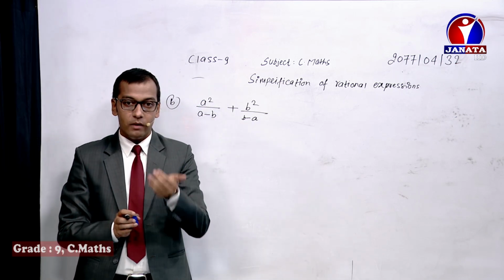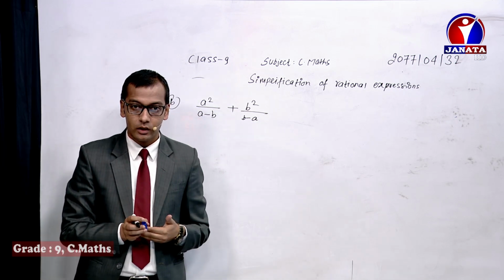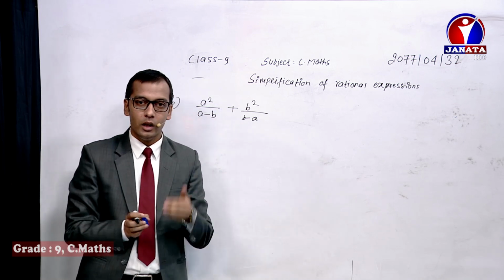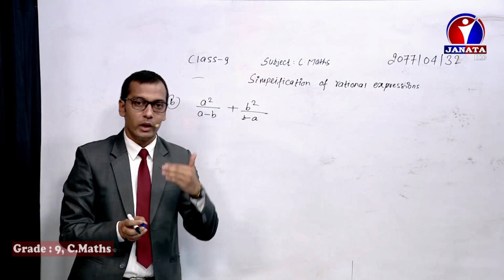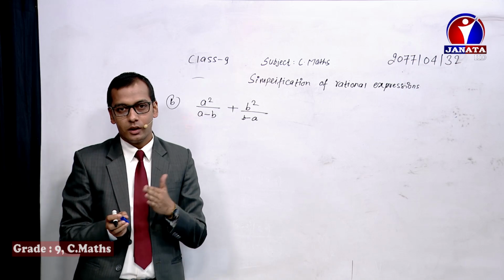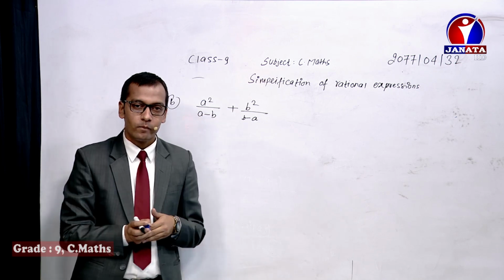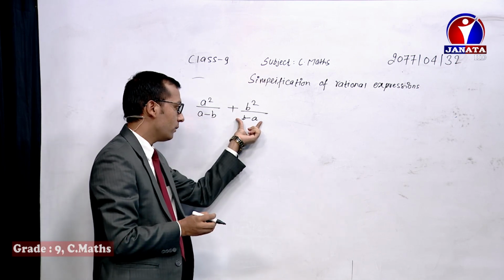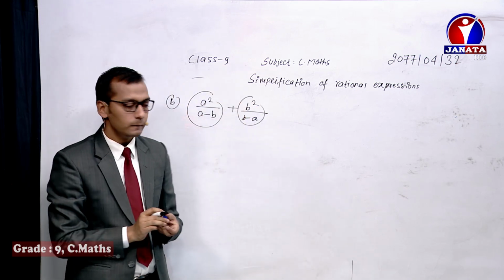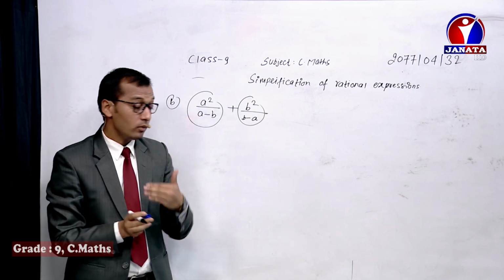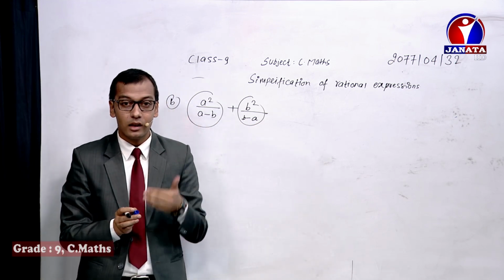In case of simplification, if the denominators are like, we simply add or subtract the numerators and then write in simplest form. We can see here the denominator in the first term is a minus b and the denominator in the second term is b minus a. Here I am supposing this is the first term and this is the second term. Let's think, can we convert b minus a into a minus b and make like denominators?